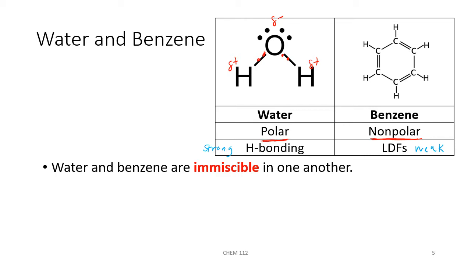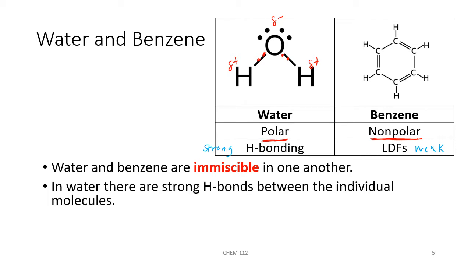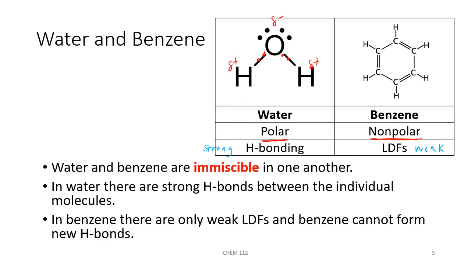Therefore, we say that water and benzene are immiscible in one another, meaning they will not mix together in any proportions. The water molecules contain the strong hydrogen bonds, and the benzene molecules contain the weak London dispersion forces. Water is polar and benzene is nonpolar. Typically, we'll see a rule where likes dissolve likes, meaning polar molecules like other polar molecules, and nonpolar molecules like other nonpolar molecules. Since we have a combination of polar and nonpolar, forming a solution between these two is unfavorable.